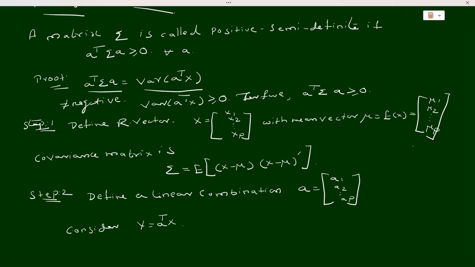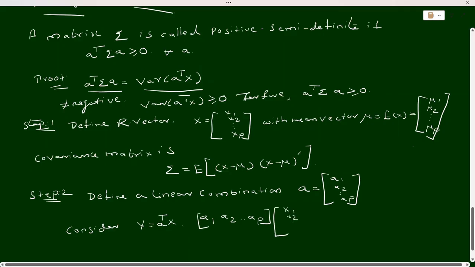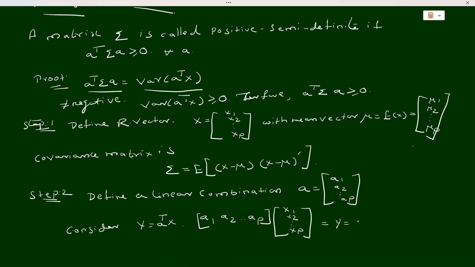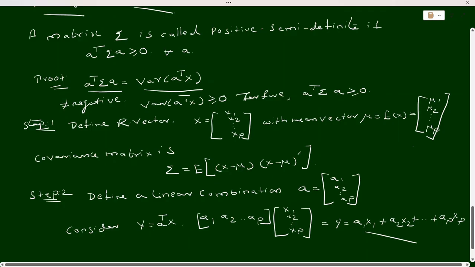So we will have A1, A2, etc. AP, and X will be X1, X2, etc. XP. When we multiply these, we get Y equal to A1 X1 plus A2 X2 plus etc. AP XP. So this is the linear transformation, the linear combination of the variables.